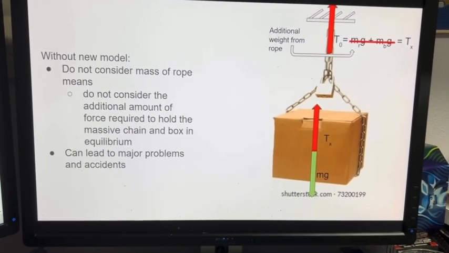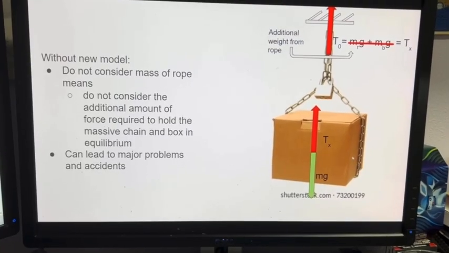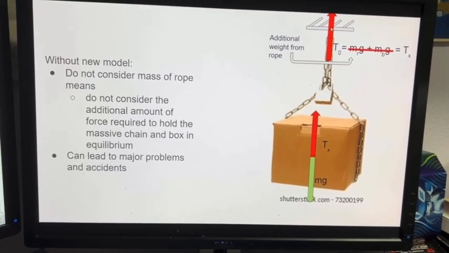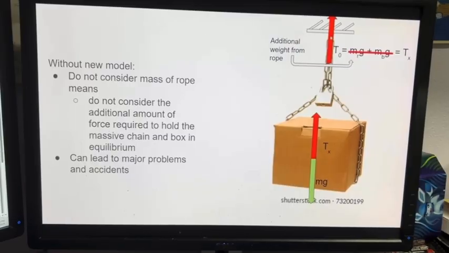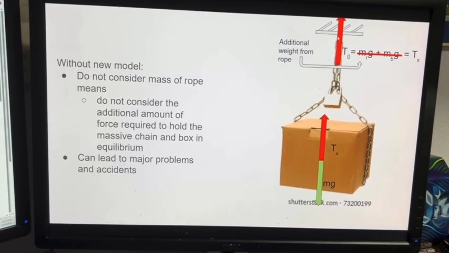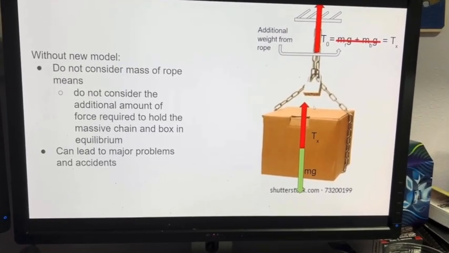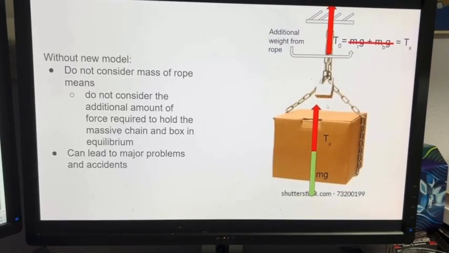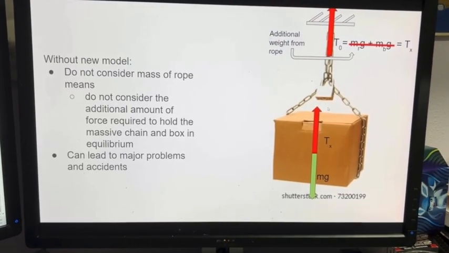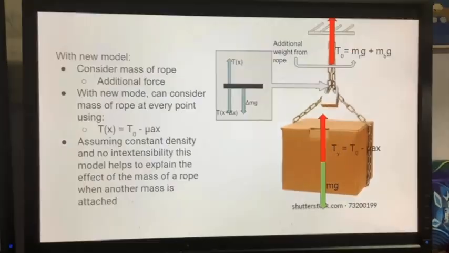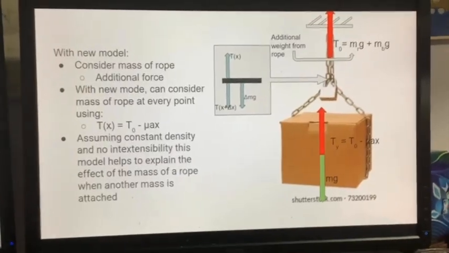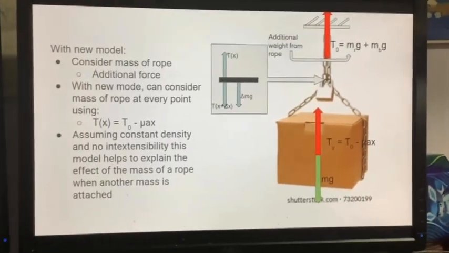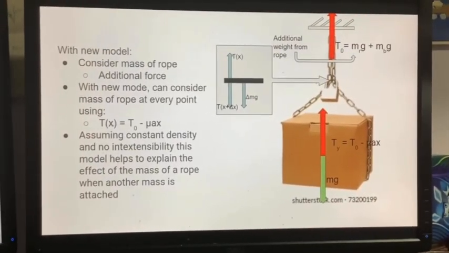So if we didn't consider the mass of the rope, and we made a ceiling that could only hold up a certain weight, and that's only the weight of the box and not the weight of the chain, the ceiling would break and probably fall on somebody, which we don't want. So it's very important in real world scenarios to consider the mass of the rope. Now let's consider using our new model with the situation. So with this new model, we have to consider the mass of the rope.